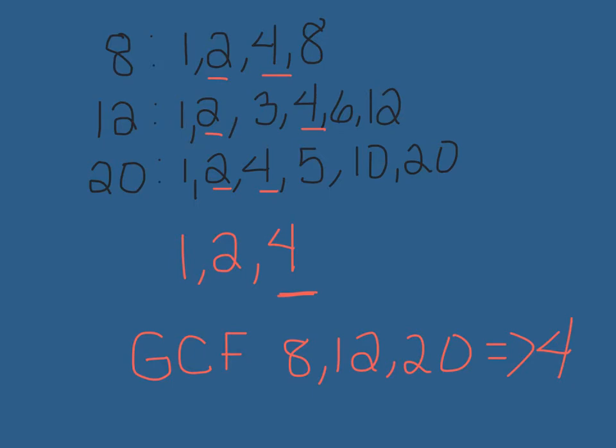Another way of looking at this would be, instead of saying the greatest common factor of two or more numbers, the greatest common divisor. So that would be the G, C, D, the D for divisor. So it would be the greatest number that divides into each of the three numbers equally. So we know 4 divides evenly into 8, 12, and 20. So you can either think of it as the greatest common factor or the greatest common divisor.